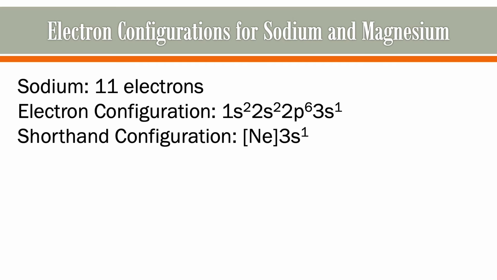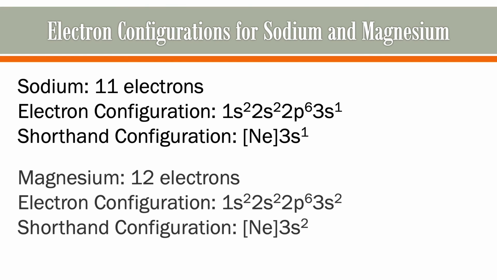Sodium has 11 electrons. We'll start filling the 3s orbital by writing 3s1, and we'll add another electron for magnesium, which has 12 electrons. The 3s orbital is now full.